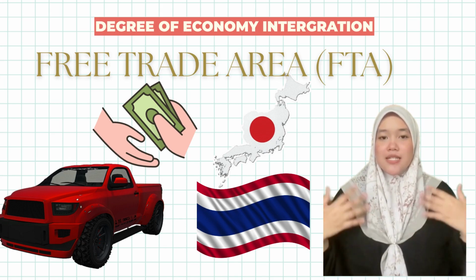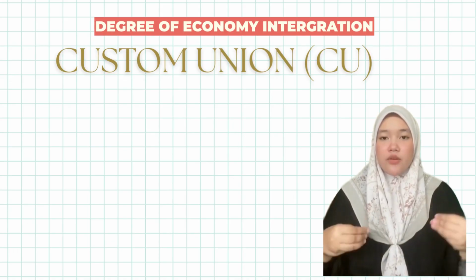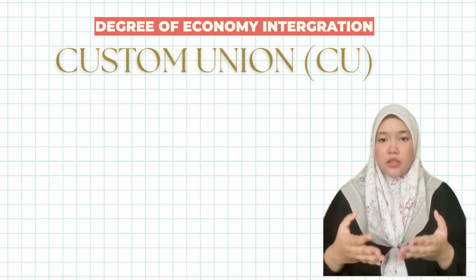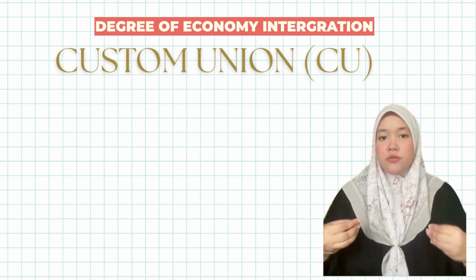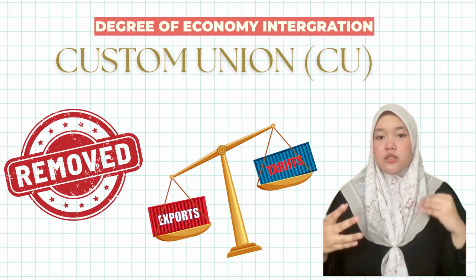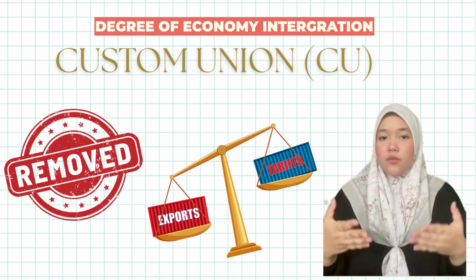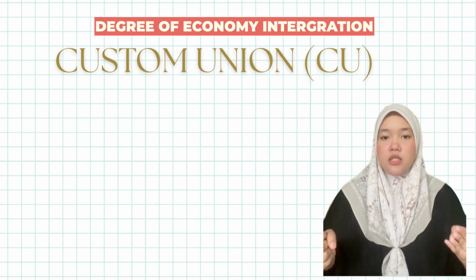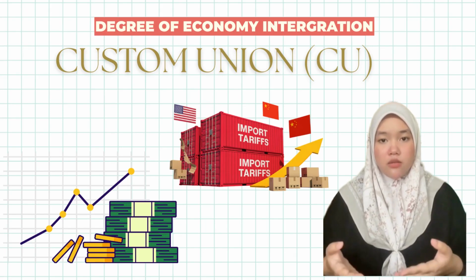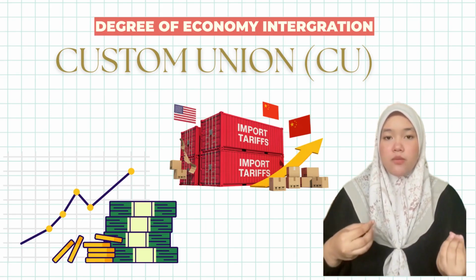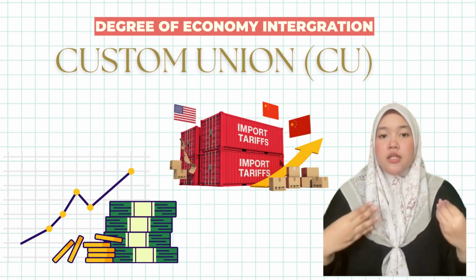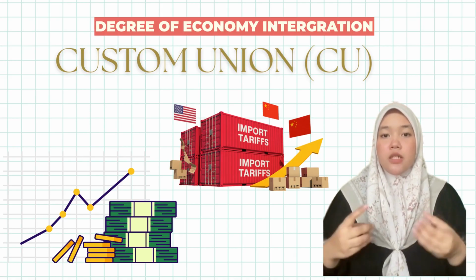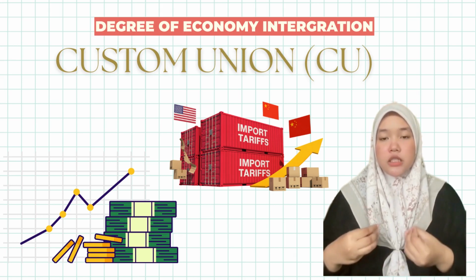Next, we have the Customs Union. This level of economic integration is similar to a Free Trade Area, where member countries remove tariffs and quotas on trade among themselves. However, what makes a customs union different is that all member countries also adopt a common external tariff on goods coming from non-member countries. This ensures that trade with countries outside the union is regulated in a consistent and coordinated way.